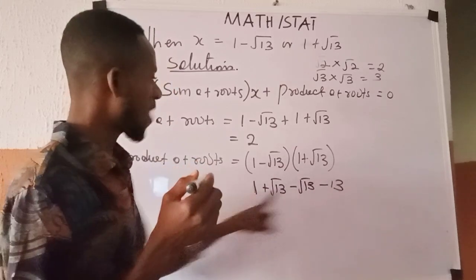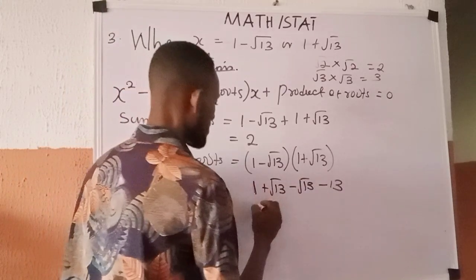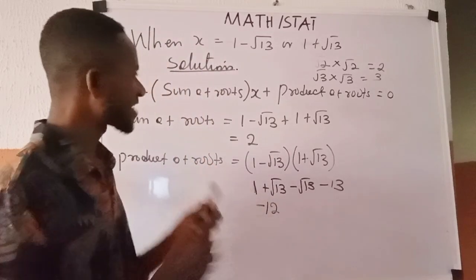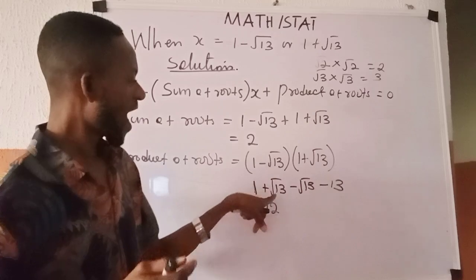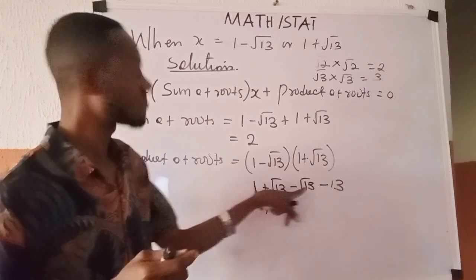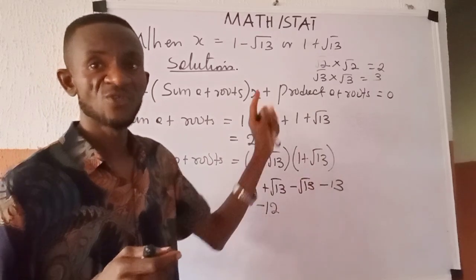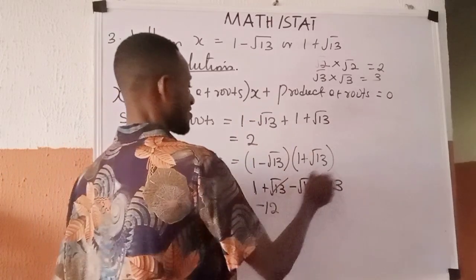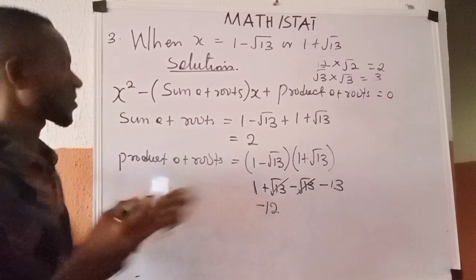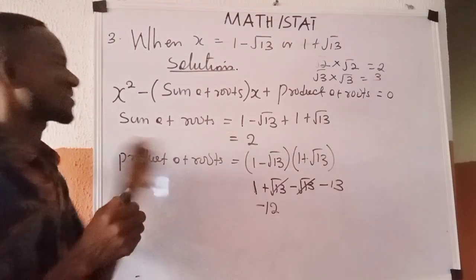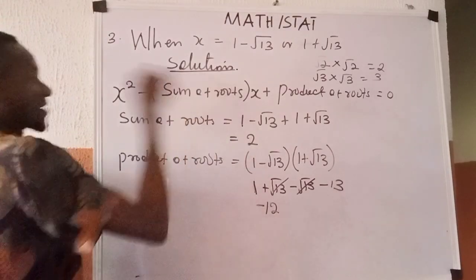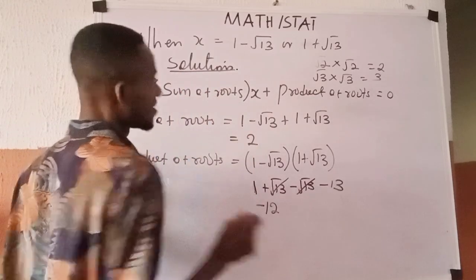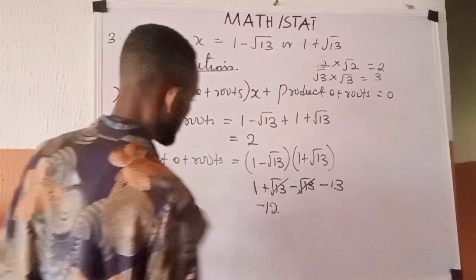So we now say 1 minus 13 will give me minus 12. This one is as if to say you have root 13, but you are owing somebody root 13. So the moment you pay that person, you have nothing left. So it's as good as they have cancelled off. So meaning that the product is minus 12, and then the sum is 2. Then you now return back here. Anywhere you see sum of roots, you put 2. Anywhere you see product of the roots, you put minus 12.